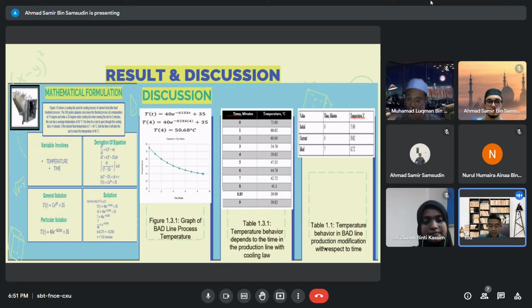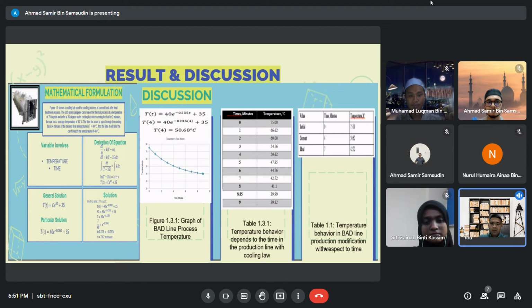How to find the time at 42 degrees. T(t) = 40e^(-0.235t) + 35, and we calculate, we got time equal to 7.42 minutes.